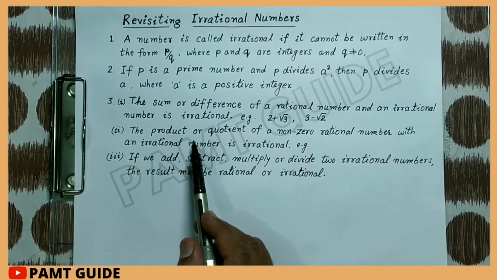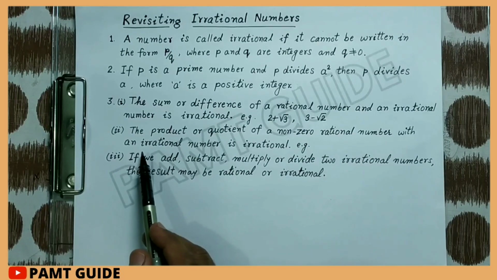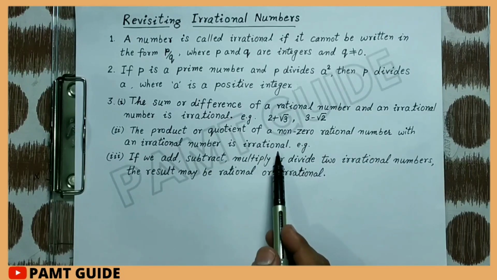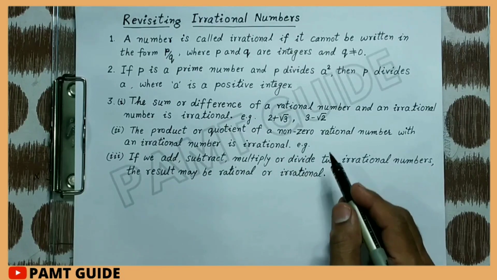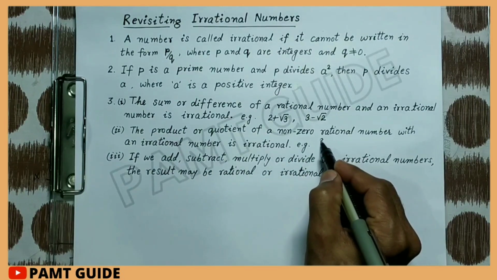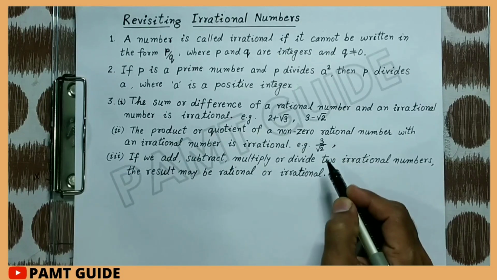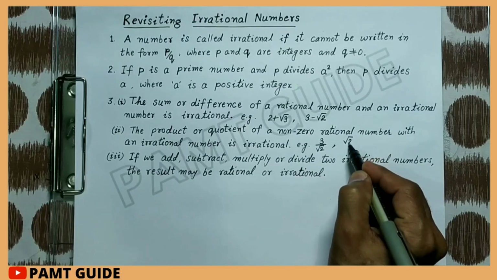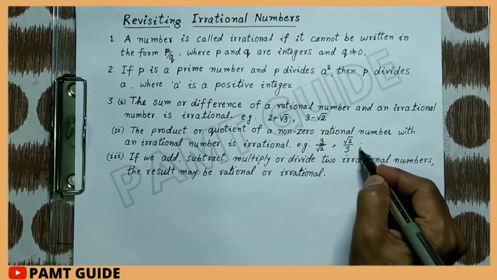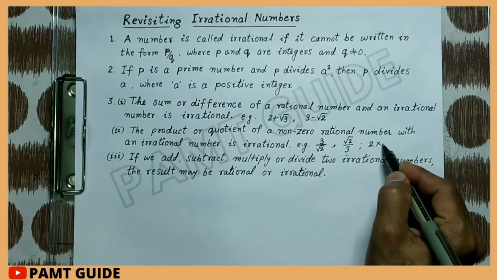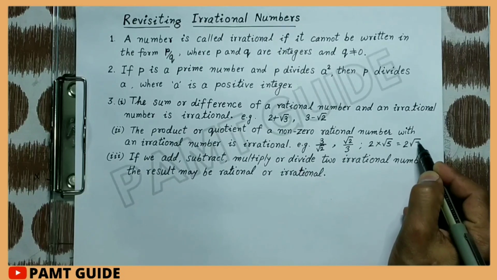Second, the product or quotient of a non-zero rational number with an irrational number is irrational. For example, 3 by root 2, or root 2 by 3, or 2 multiplied by root 5, that is equal to 2 root 5.